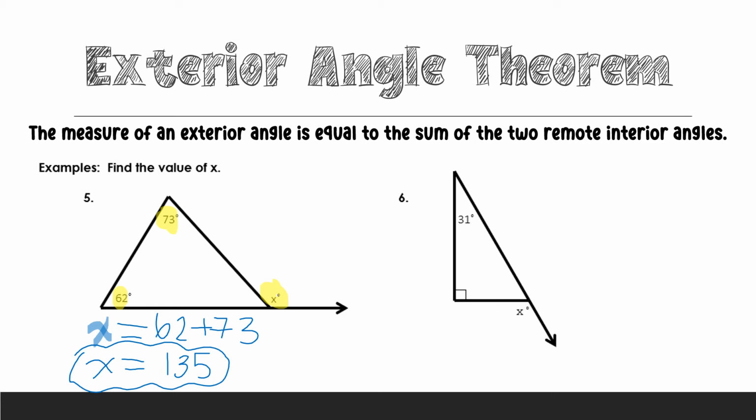All right, for example 6, our exterior angle is x. Our remote interior angles, the angles that do not touch that angle, are 31 and 90 degrees. So to find x, we would add 31 plus 90, so that would make it 121.